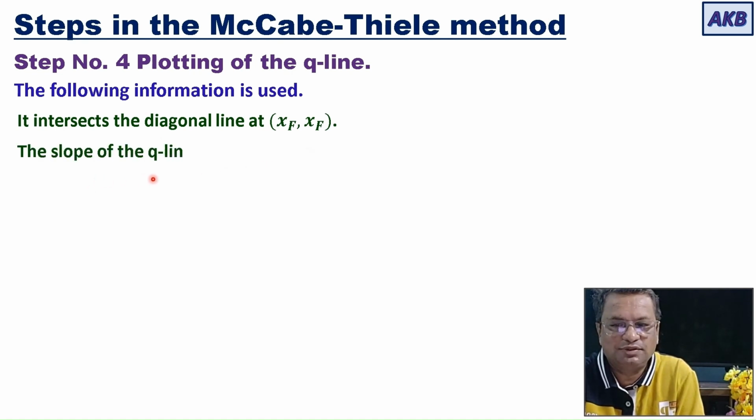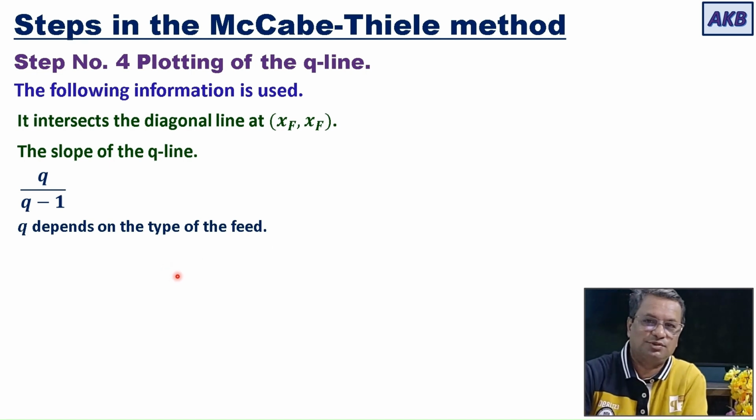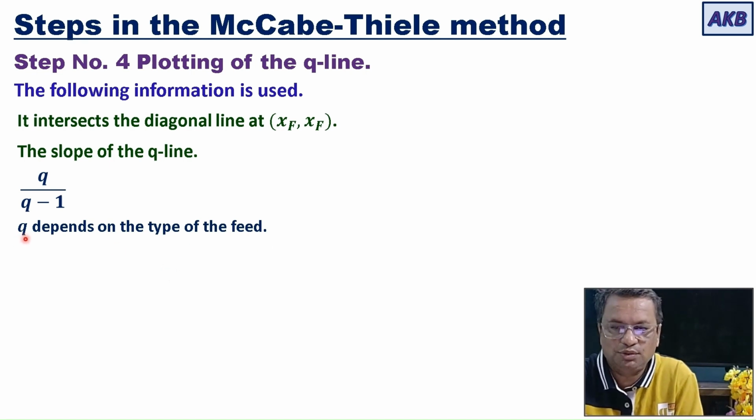Okay, then the slope of the feed line, also called the slope of the Q line, is Q upon Q minus 1. And Q depends on the type of the feed. I have discussed this in my earlier videos. I'm giving links to those videos. Please watch those videos. So the parameter Q depends on the type of the feed.